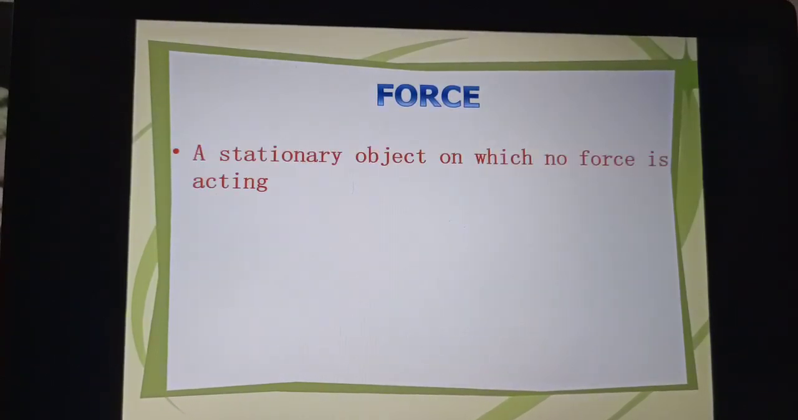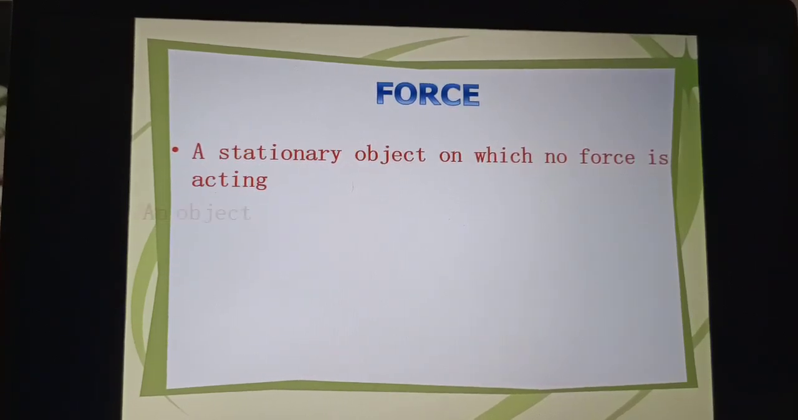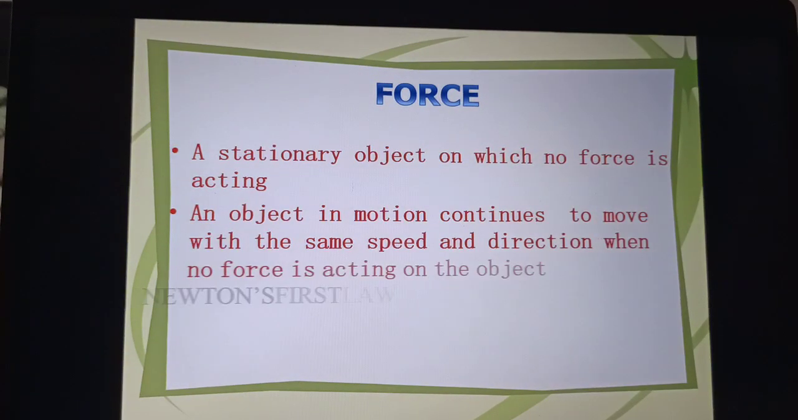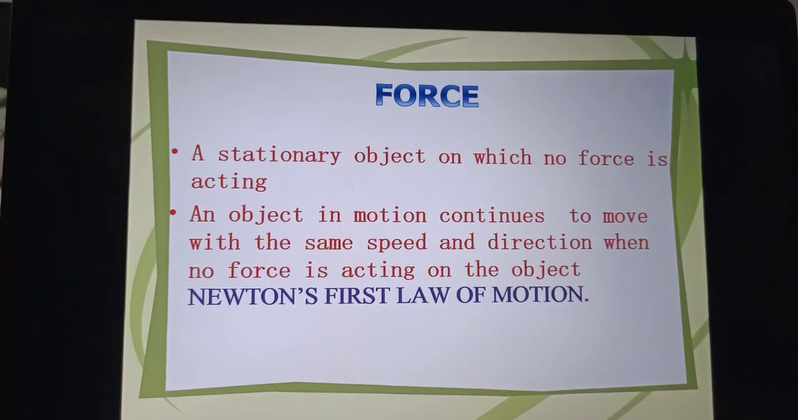A stationary object on which no force is acting remains at rest. An object in motion continues to move with the same speed and direction when no force is acting on the object. This is called Newton's first law of motion.